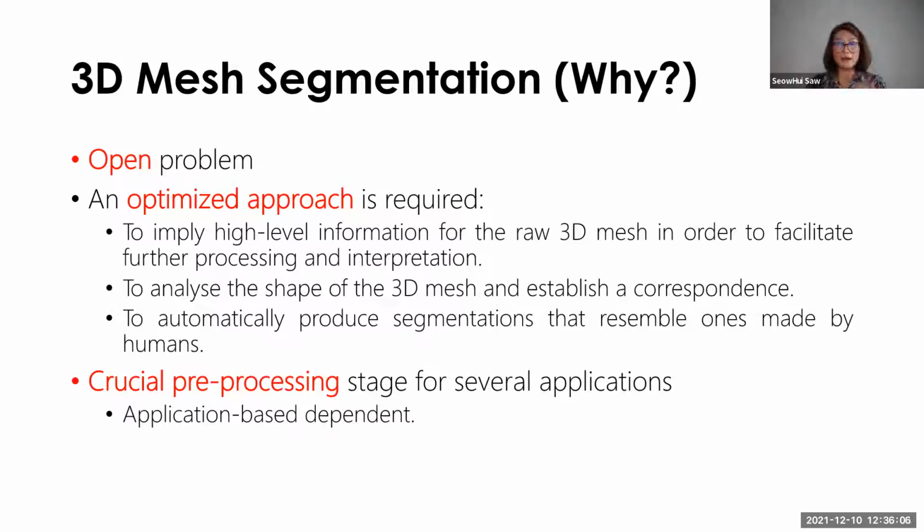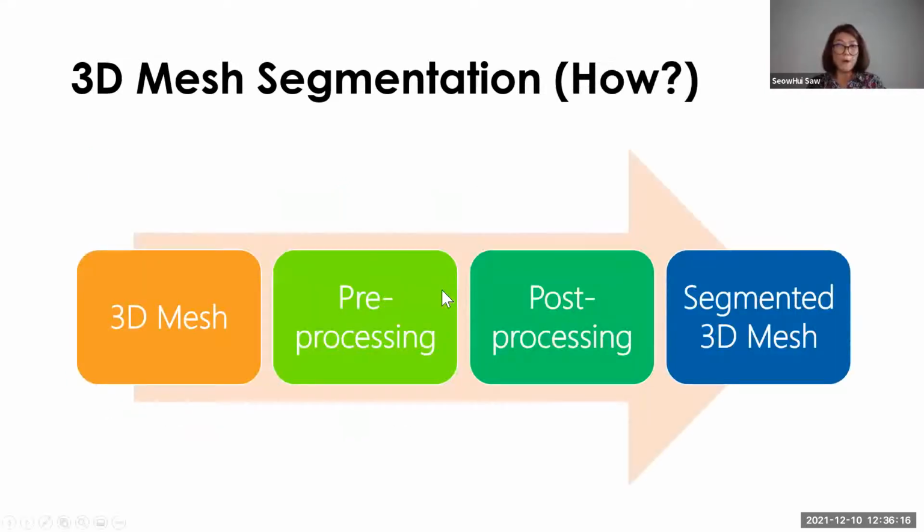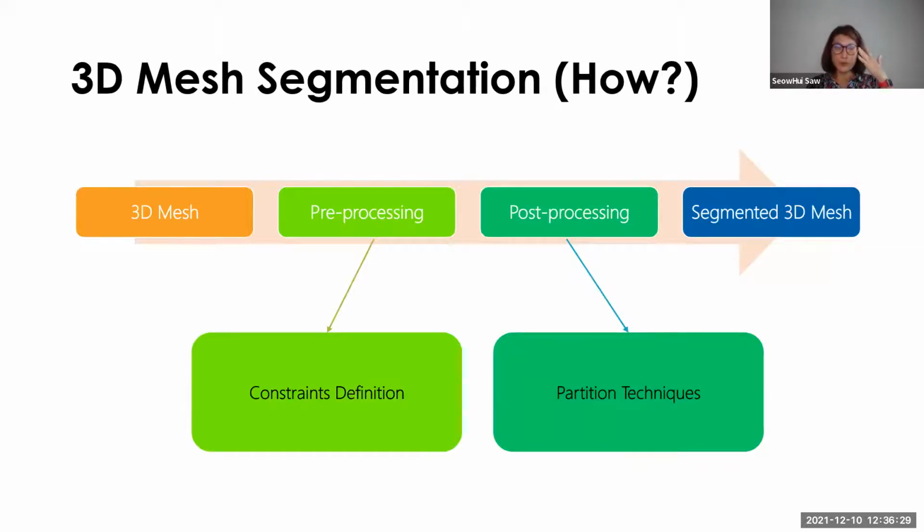Segmentation is actually a very crucial pre-processing stage for several applications, and again, it is application-dependent. The general framework of this segmentation consists of 3D mesh construction, pre-processing, post-processing, and then the segmented 3D mesh. Now, what do you mean by pre-processing? The researchers usually define the constraints in the pre-processing stage and then use some partition approach in the post-processing to obtain the segmented 3D mesh.